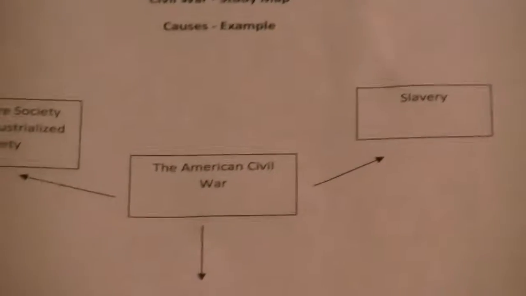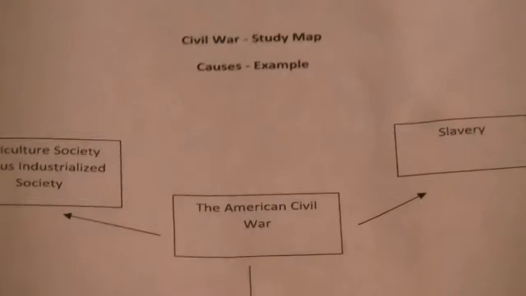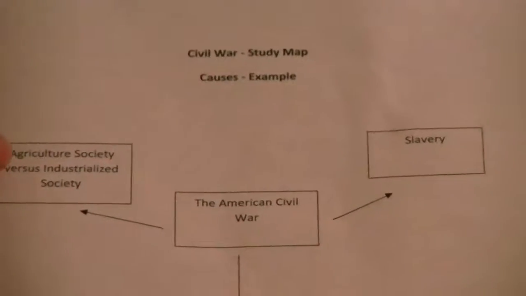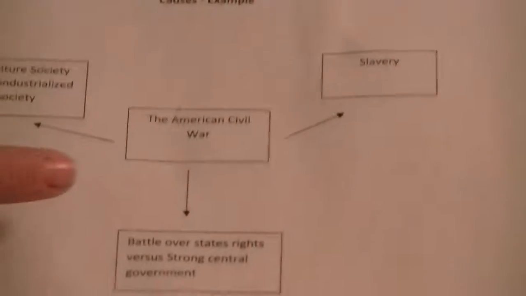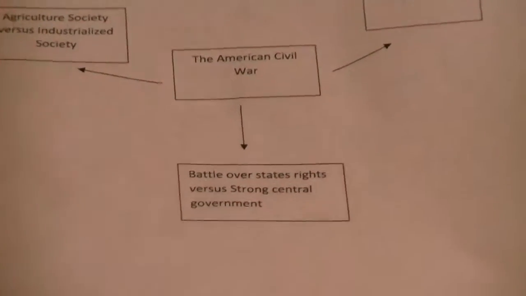That's good. We have the causes of the Civil War. So in your study map, you would place in the center the American Civil War, since that is what we're focusing on. Offshoots would be, of course, the causes of the Civil War. Agricultural society versus industrialized society, slavery, and then here at the bottom we have the battle over states' rights versus a strong central government. Now this is just an example of how you can do your study map.